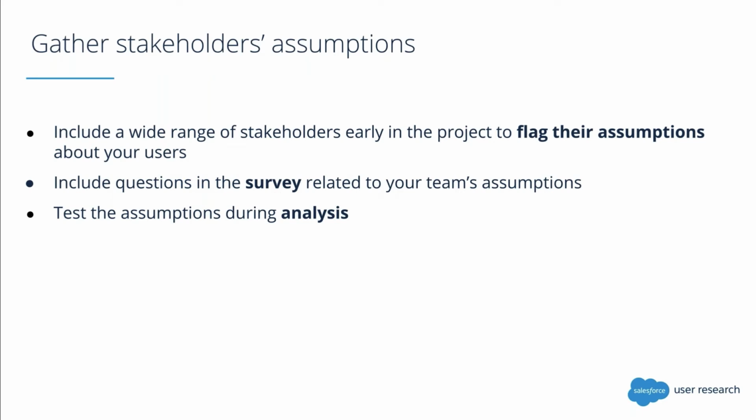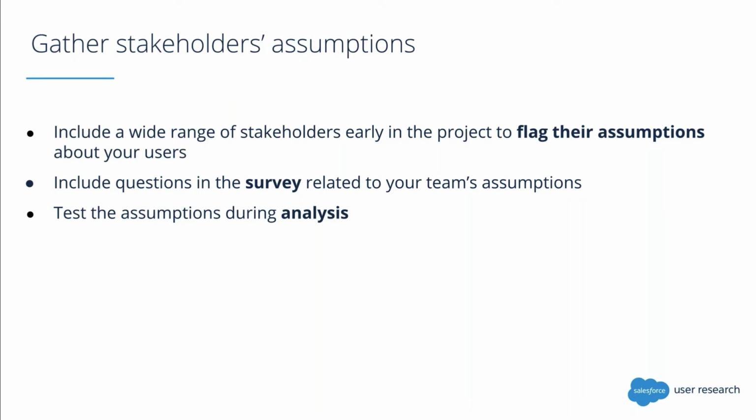So as you're meeting with your stakeholders, pay really close attention to all the clues they're giving you. Like, what do they think is true? What are their questions? What are their pet things that they always bring up? So you want to flag those assumptions that your stakeholders have. And one thing you can do is include questions in your survey that measure those assumptions, and you can go back and test those in the analysis phase.